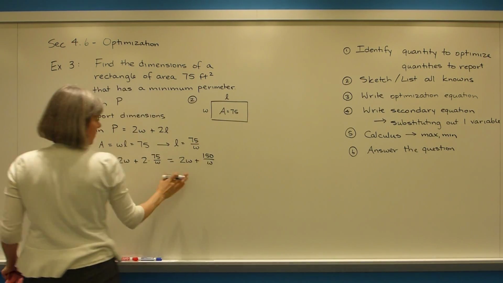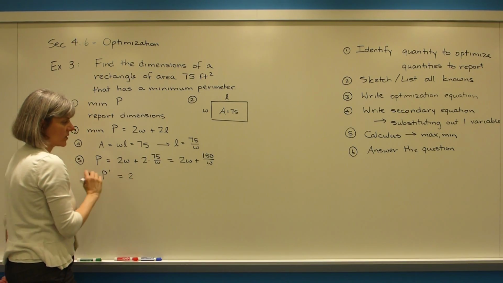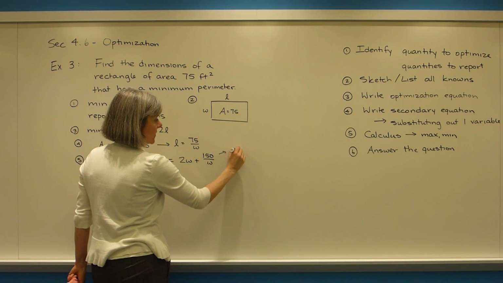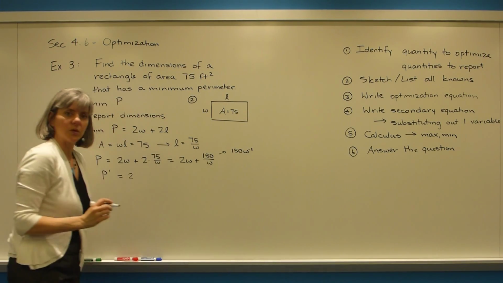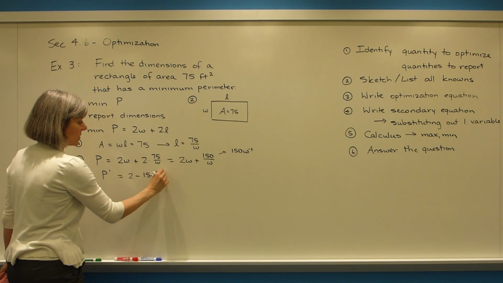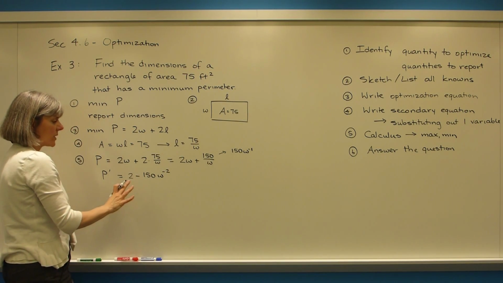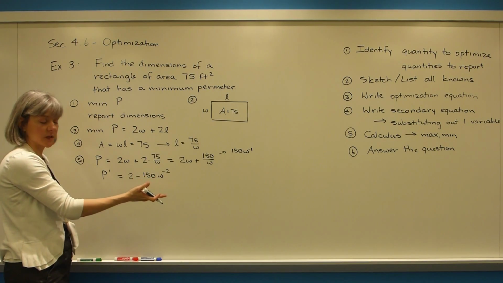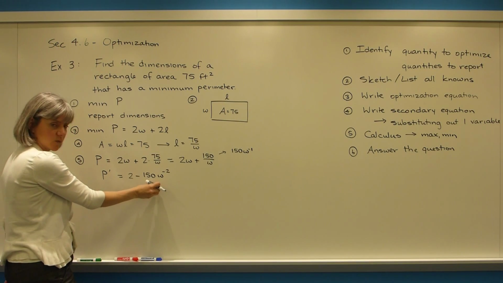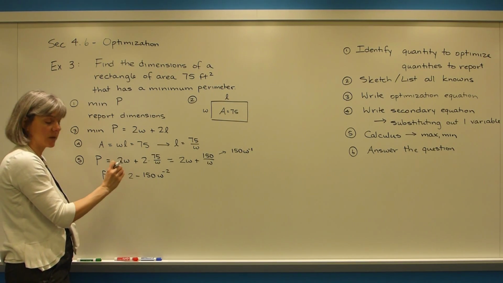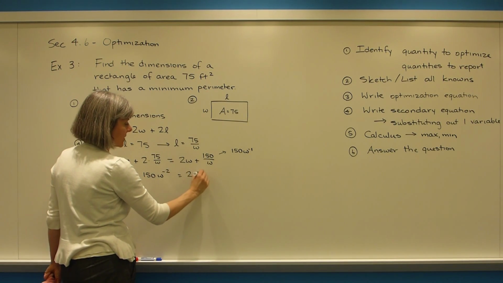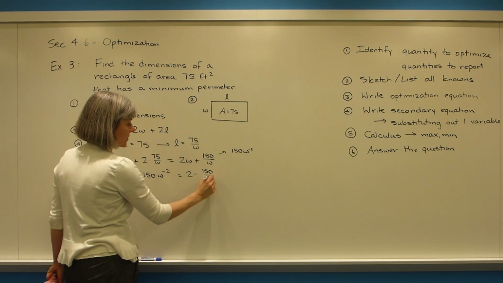Okay, so let's take the derivative. Derivative of 2W is 2. I'm going to rewrite this one as 150 W to the minus 1, then it's a simple power: minus 150 W to the minus 2. Now this is one where eventually we're going to set this equal to 0. We need to rewrite this as a rational expression with a denominator, and combine into one rational expression first. So this will be 2 minus 150 over W squared.